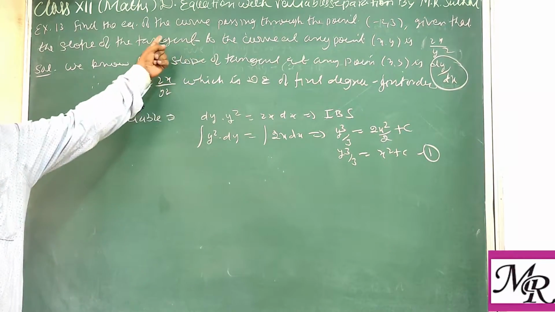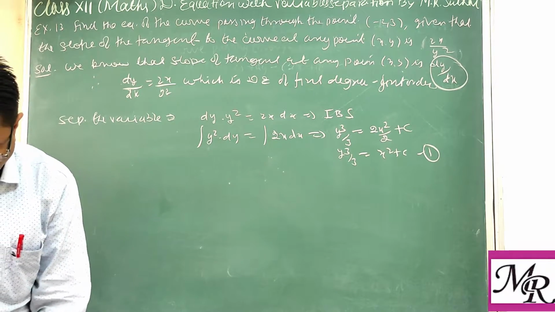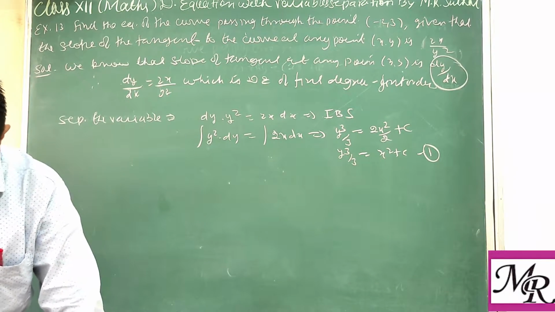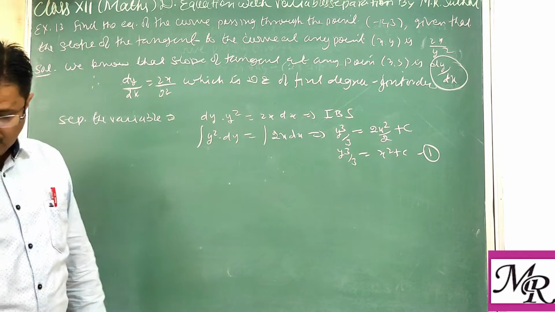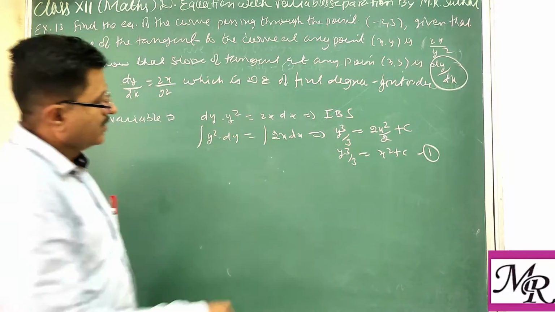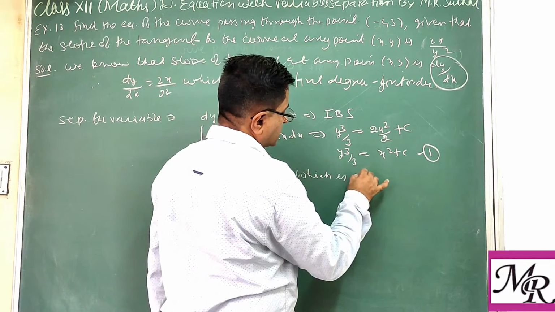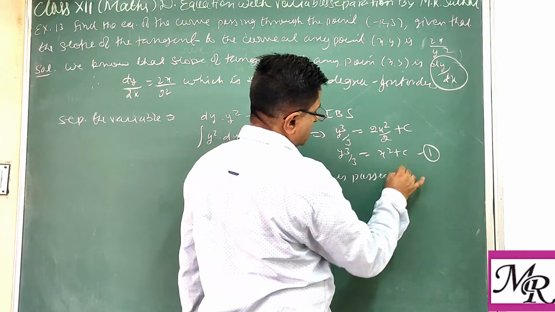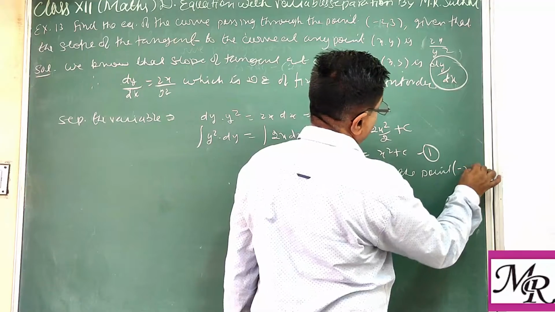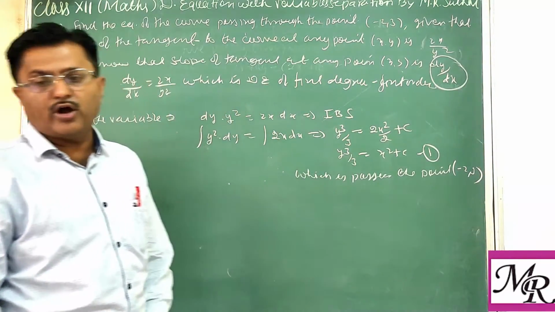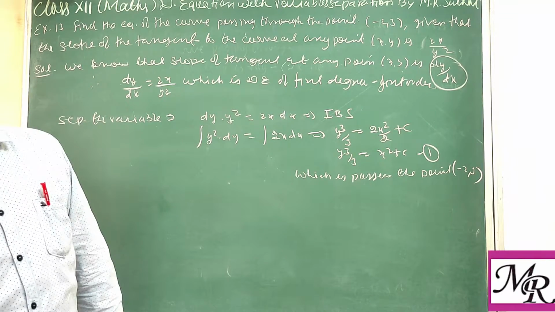Now this curve passes through the given point, which is (-2, 3). Clear? So you write, passing through the point (-2, 3). Now you have to put the values of this point in the given equation 1.